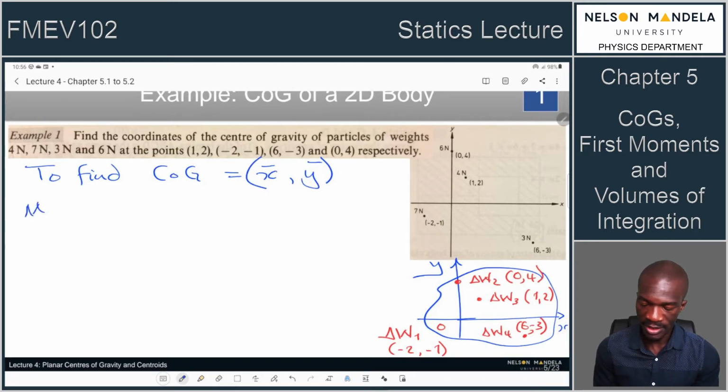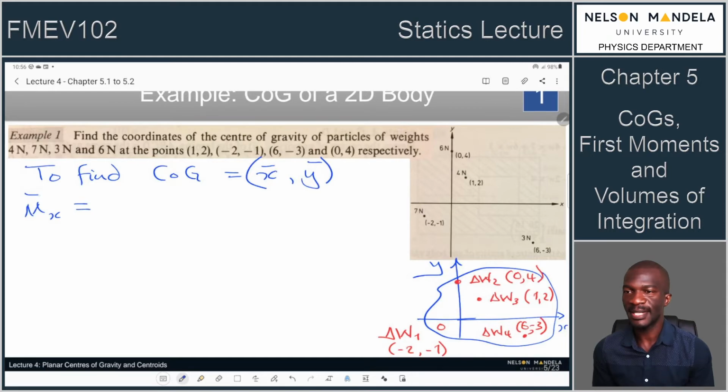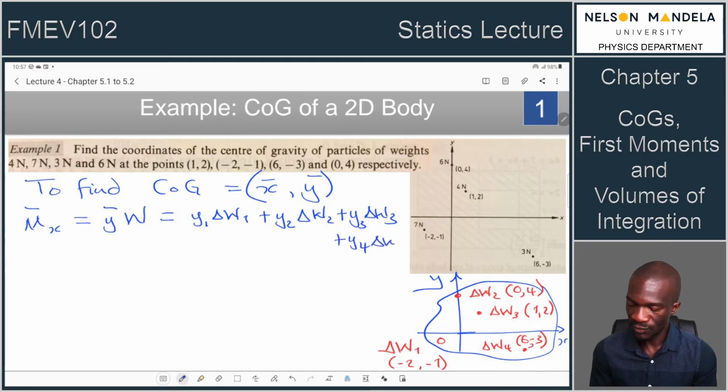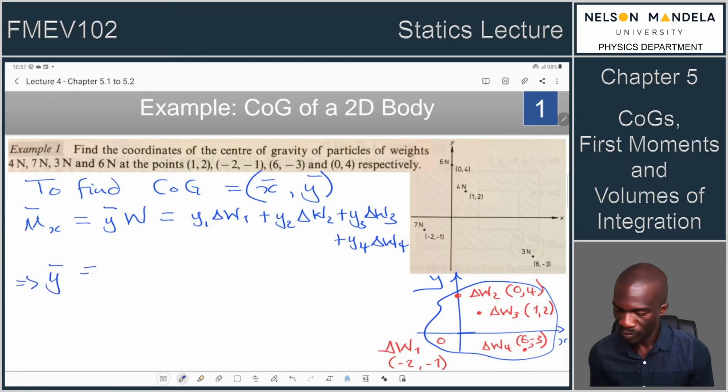So using the equation that states moments, for example, moments about the x-axis, we will get y bar multiplied by the total weight, and this is equal to y1 times delta weight 1 plus y2 times delta weight 2 plus y3 times delta weight 3 plus y4 times delta weight 4. So this implies then that your y bar is, what is y1? So we're looking at the first particle. y1 is minus 1.